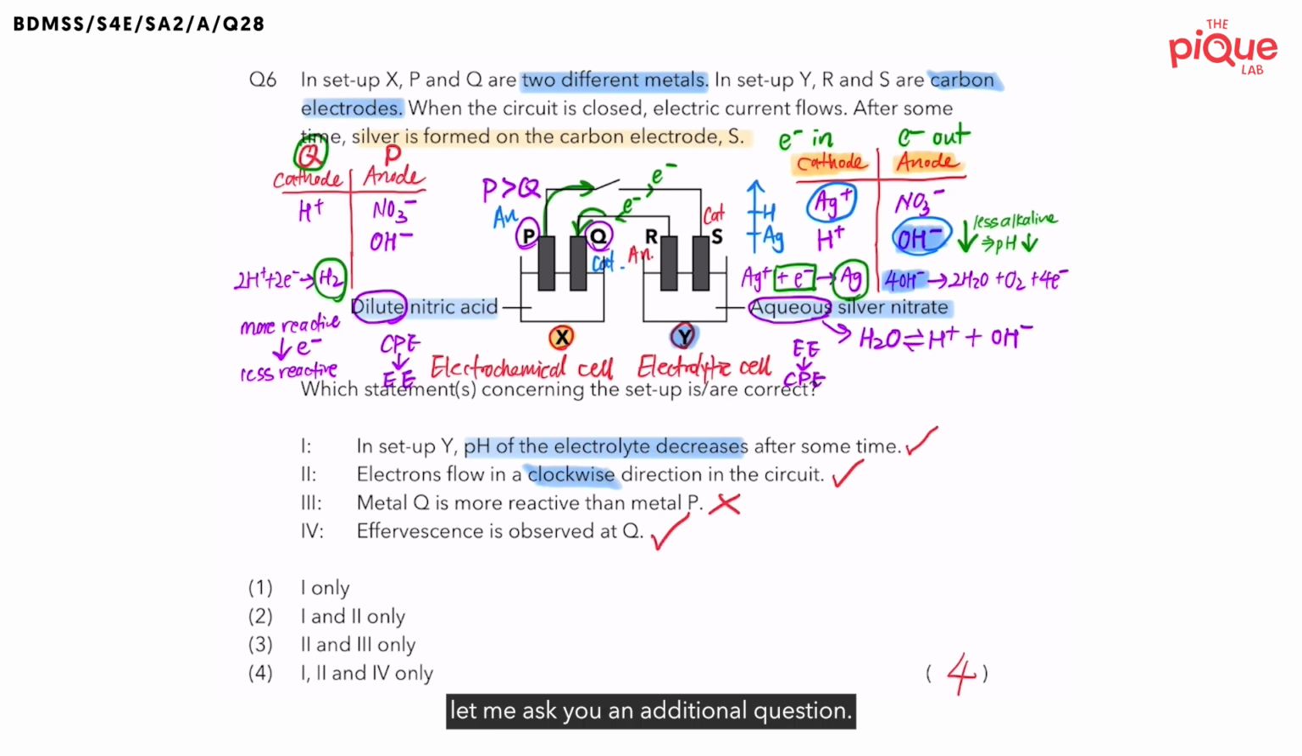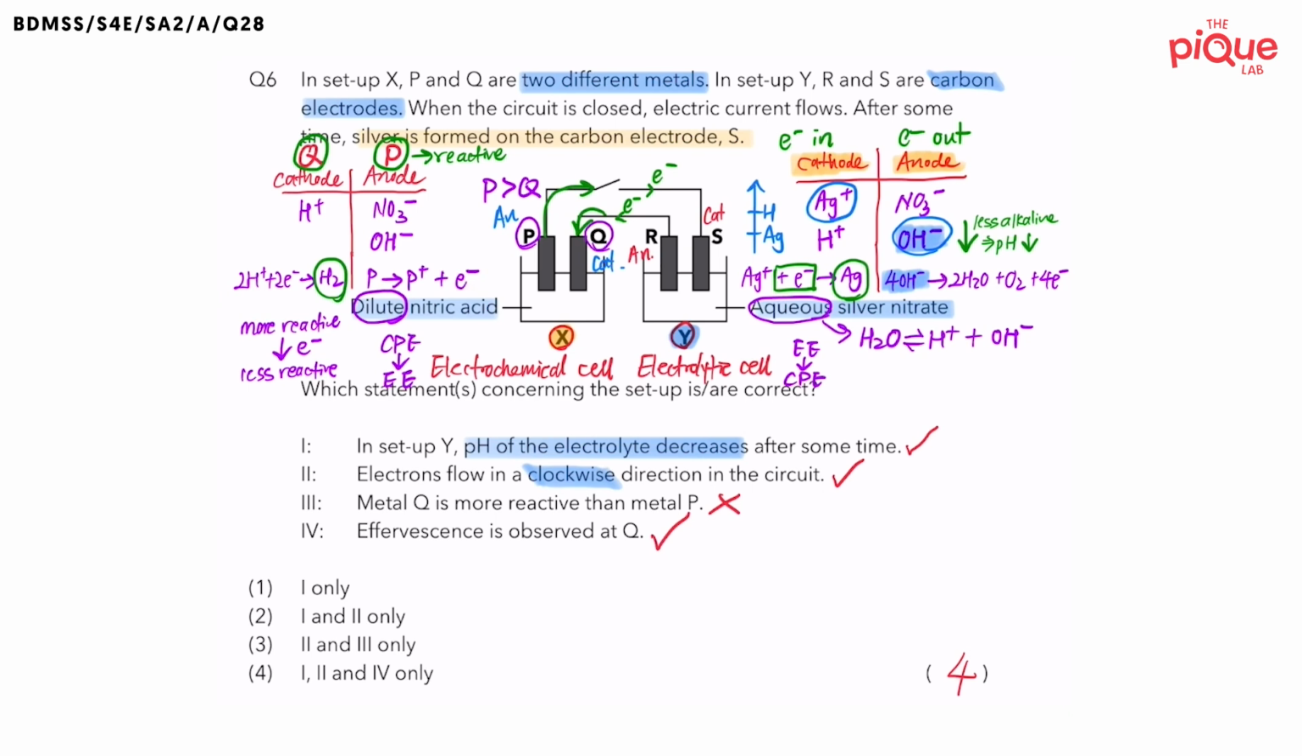Before we end off, let me ask you an additional question. What do you think are the possible observations at anode P? Now, the most important thing then to tell yourself is that P is a reactive electrode. Unlike inert electrodes, reactive electrodes take part in electrochemical reactions. So what will happen is that P will be oxidized and form ions of charges +1 or +2, depending on what P actually is. After some time, you will notice that anode P decreases in both size and mass because it has been reacted away.